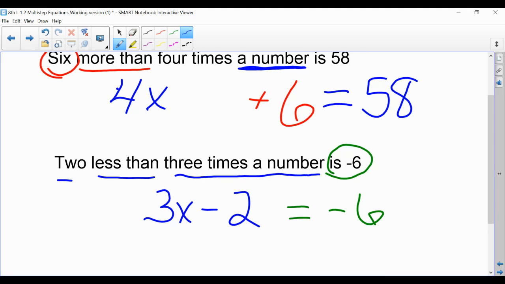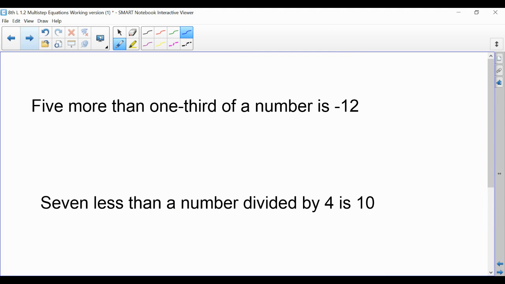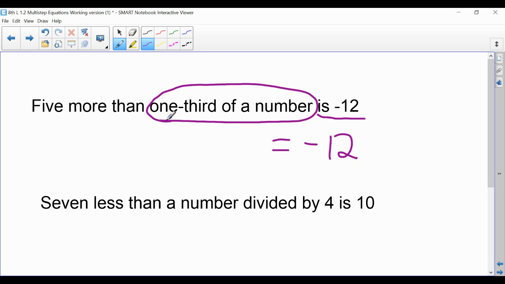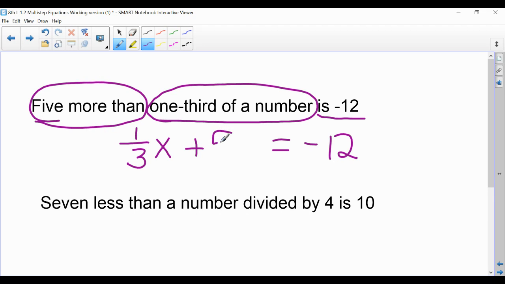Let's look at 2 more. 5 more than 1/3 of a number is -12. I kind of think I like the working backwards method, is -12. And then I have 1/3 of a number. Again, I don't know what that number is. 1/3 of a number. And I have 5 more than that. So I take that 1/3 of a number, 5 more than that equals negative 12.